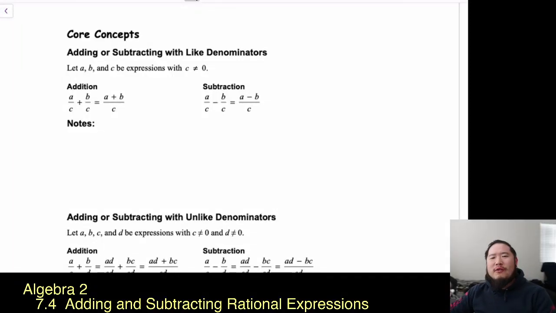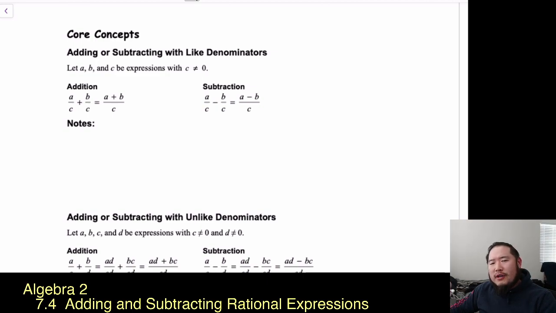Let's start 7.4, adding and subtracting rational expressions. In this section, we're doing a lot of stuff similar to adding and subtracting regular fractions, except we have a denominator that has variables. It could have binomials to it, a trinomial. And bottom line is we still have to get common denominators before we can add and subtract.